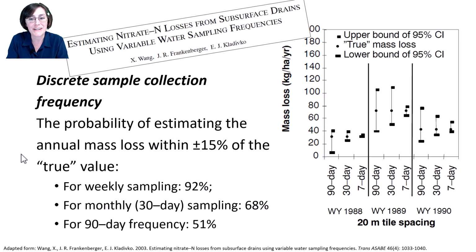An obvious question, especially if you are manually grab sampling, is how often should we collect samples? A study from Purdue University in 2003 found that there was a 92% probability of being within plus or minus 15% of the true nitrate loss, annual loss, for subsurface drainage if you sample weekly. And you can see the figure shows that for each of these 3 water years, the upper and lower bounds of being close to the true annual nitrate loss are much smaller for the 7-day sample frequency compared to the 30 or 90-day frequency.